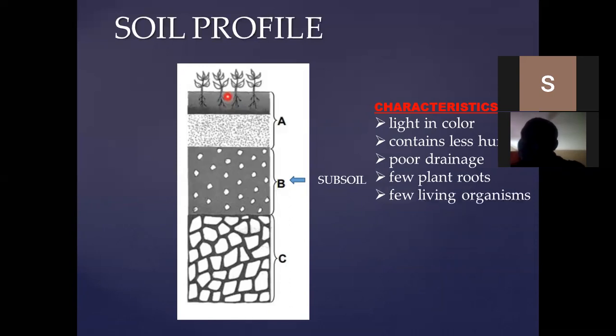There are also fewer living organisms, meaning the air spaces are also limited in layer B, because living organisms create more air space in the soil. So layer B has fewer living organisms. It also contains leached minerals. When we talk about leaching, we are talking about the downward movement of minerals from the topsoil to the subsoil.